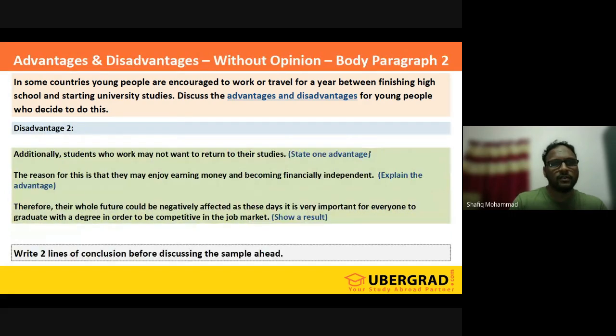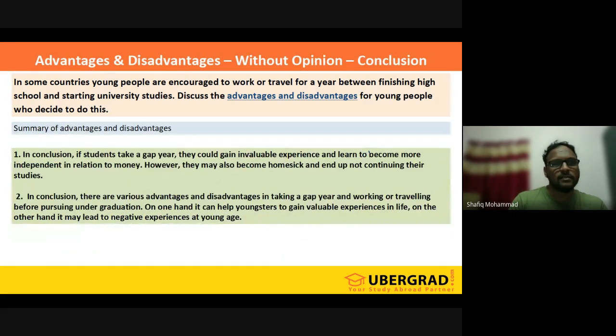We'll see the conclusion. So yes, in conclusion, if students take a gap year, they could gain invaluable experience. So what is the conclusion all about? You're just giving the summary of whatever you've written. You can include the same things you wrote in the introduction, but again with paraphrasing. You should not write the same sentence you wrote in the introduction or body paragraph. It will become monotonous, and the examiner will know that you have repeated the same thing. The examiner, or the one who corrects it, doesn't like repetition.